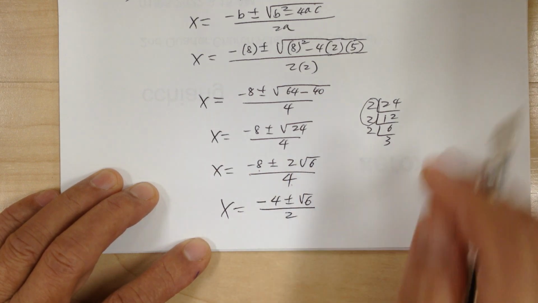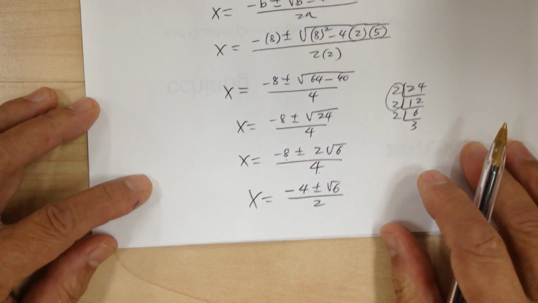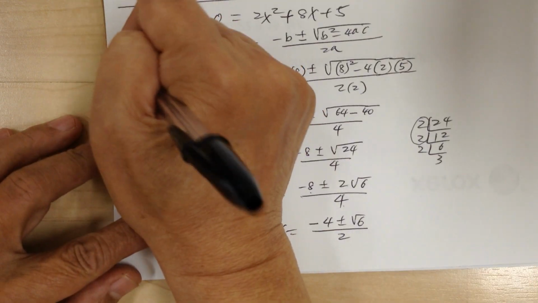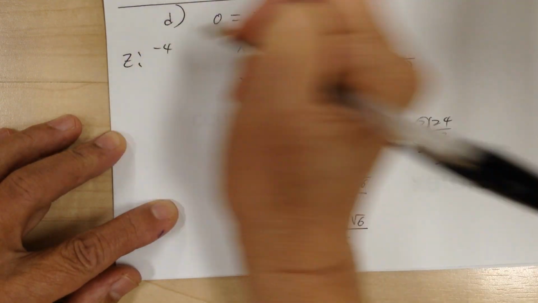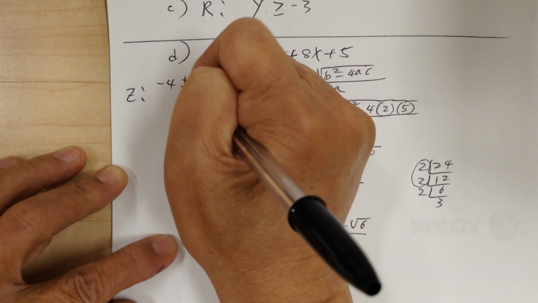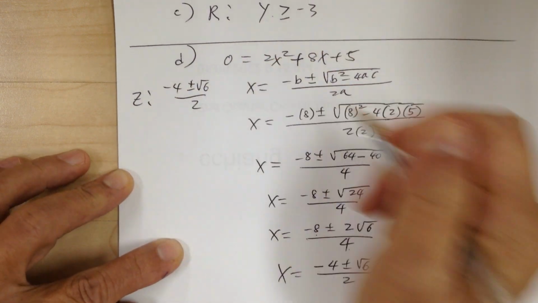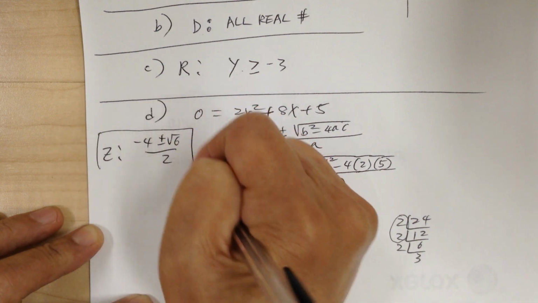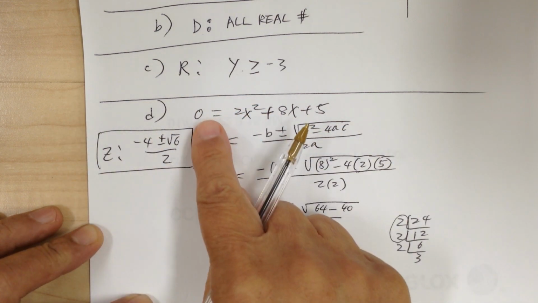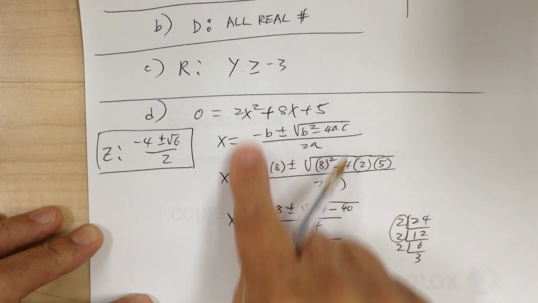So from here, this would be your zeros. Your zeros would be negative 4 plus or minus square root of 6 over 2. So that would be the zeros. Again, to find zeros, you set the function equal to 0 and you just solve for x.